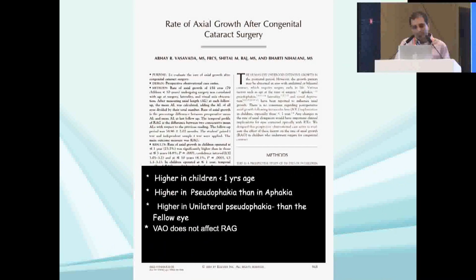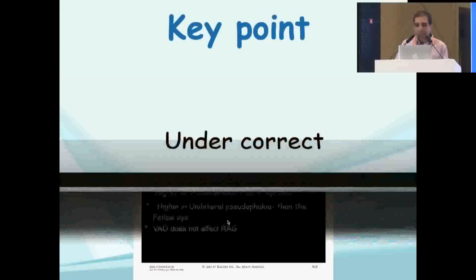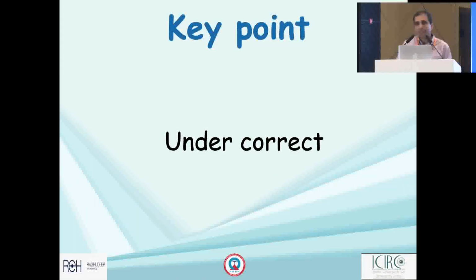The rate of axial length growth we found in our study was higher in children less than 1 year of age, and it was higher in pseudophakic eyes compared to aphakic eyes, and more so in unilateral pseudophakia. This means if a child has a unilateral cataract, that eye is likely to grow much, much faster and much longer compared to a normal eye, the fellow eye, which doesn't have a cataract.